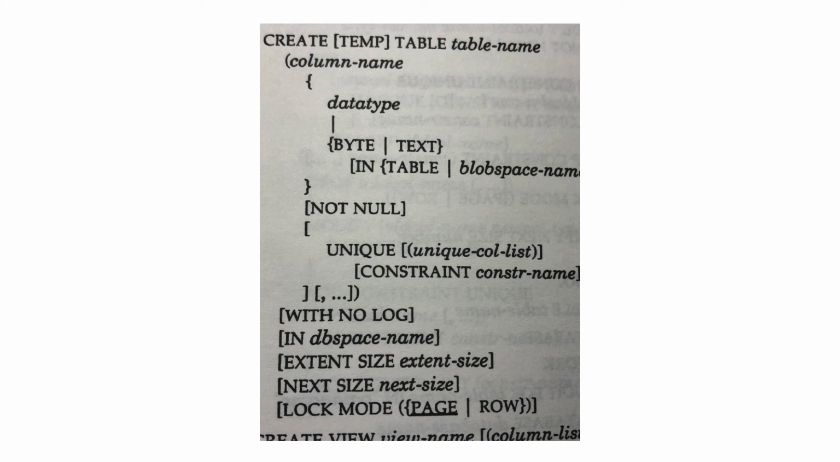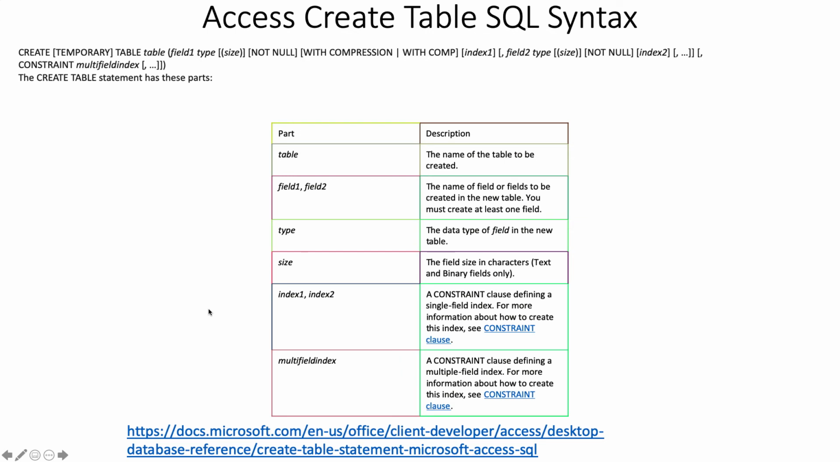You can talk about lock modes, page and row. Again, the point here is not what all these mean, but just how to read it. So what does it look like if you look up the Access syntax to create a table? We have the ability to do an optional, because it's in a square bracket.